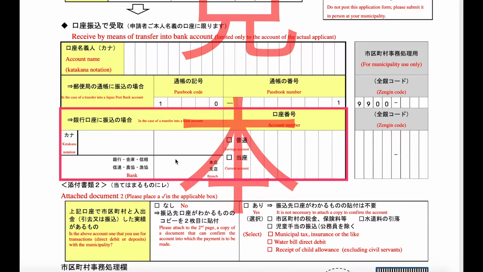here. Then you're going to put in the branch name here, and if it's a branch, you're going to circle this particular kanji here. If it's like the head office, if you like, circle this kanji here, which says honten. Most of you are likely to have a savings account, this futsu one here, so you're going to check this in here. A current account is if it's like a business account, and then your account number goes in here, and that's your banking details.